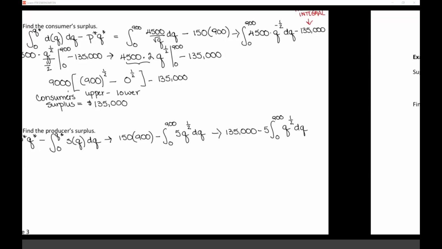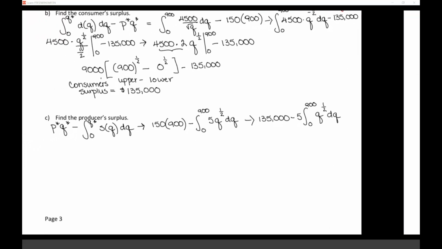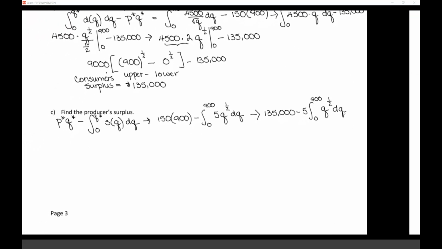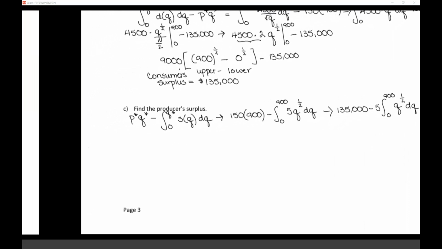Okay, so you can pull through all of your coefficients before you get started. Now to do the integral, the antiderivative part, I'm just going to add 1 to the exponent 1/2. That's going to give me 3/2. So here's what I get after I do the integration.